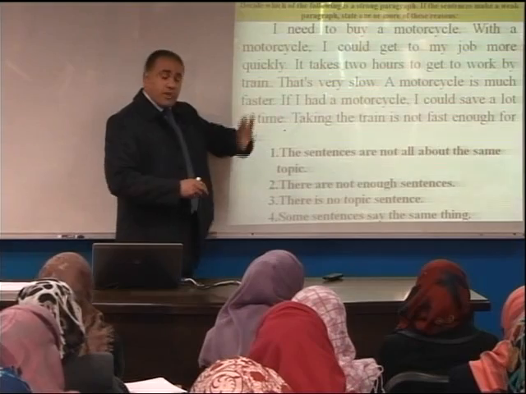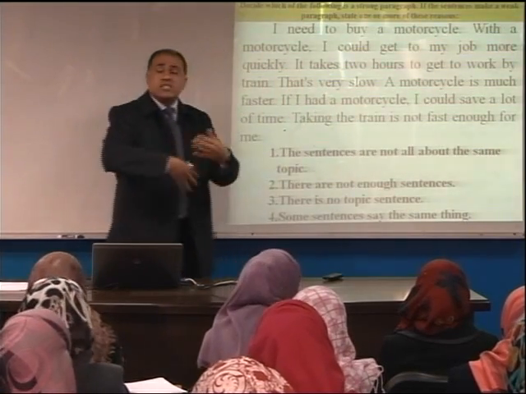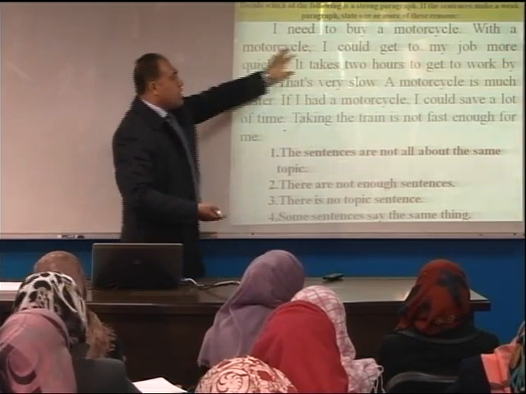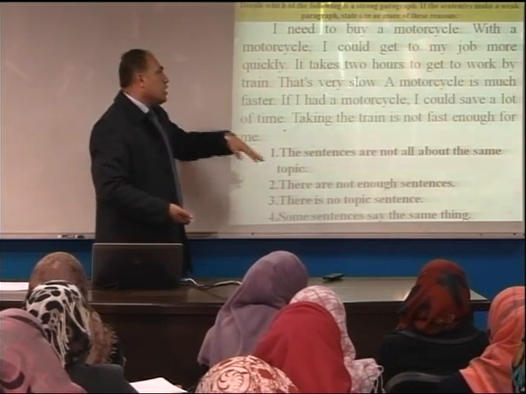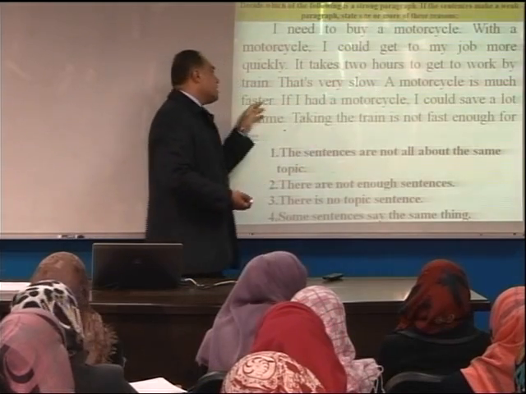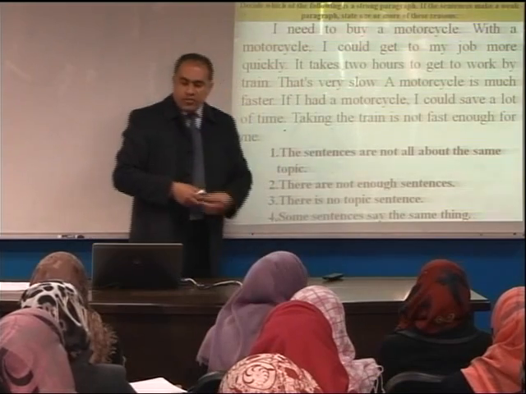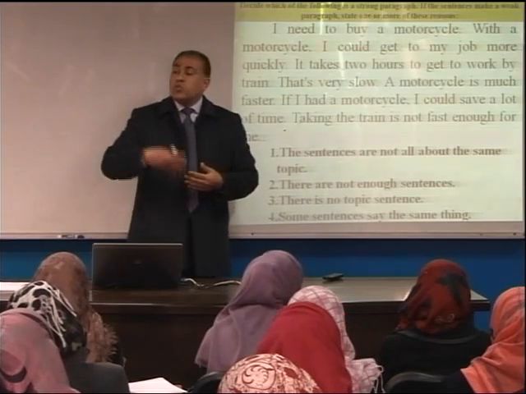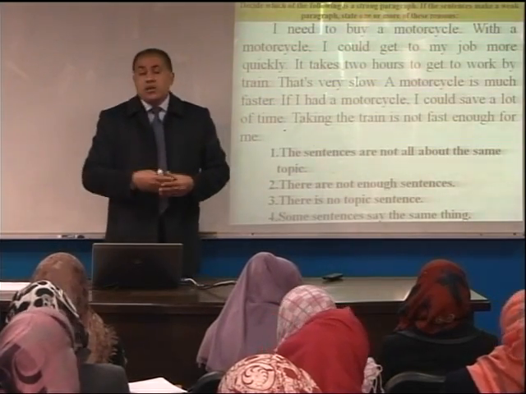If we read this paragraph very quickly, we will notice that some of these supporting sentences are repetitive. There is repetition in this paragraph. For example, I need to buy a motorcycle. With a motorcycle, I could get to my job very quickly. It takes 2 hours to get to work by train. That's very slow. A motorcycle is much faster. So repetition. If I had a motorcycle, I could save a lot of time. Taking the train is not fast enough. So clearly, there is so much repetition in this paragraph that makes it a weak one.